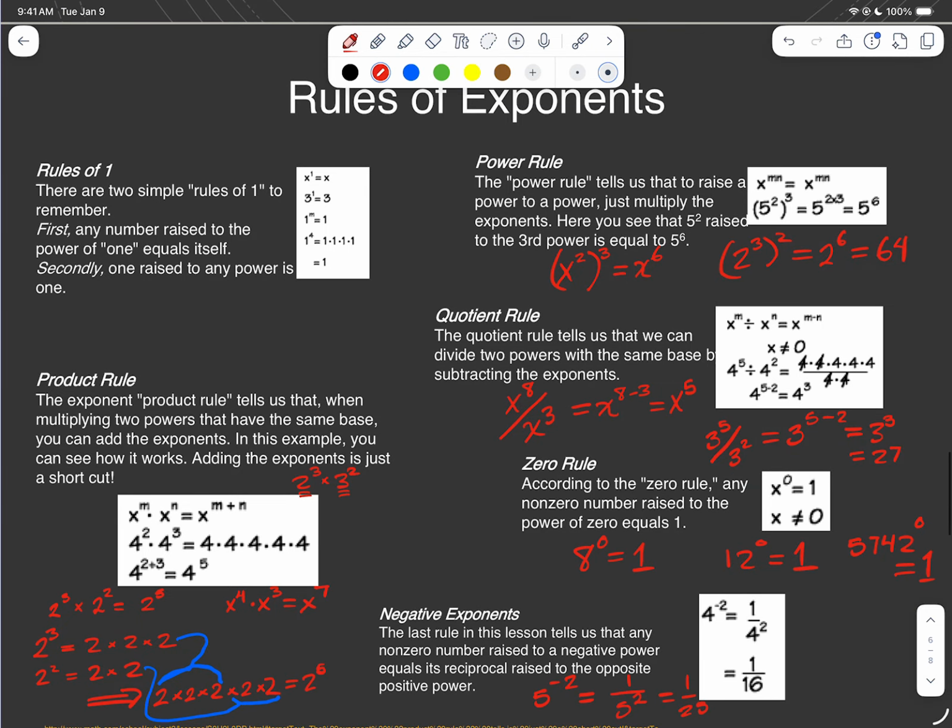So if you're reviewing these later, the big patterns that I want you to remember: when we're multiplying the same bases, add the exponents. When we're dividing the same bases, subtract the exponents. A power raised to a power, multiply the exponents, right? And with any of these rules, you always want to check and make sure that the bases are the same, right? We can't do it if the bases are not the same.